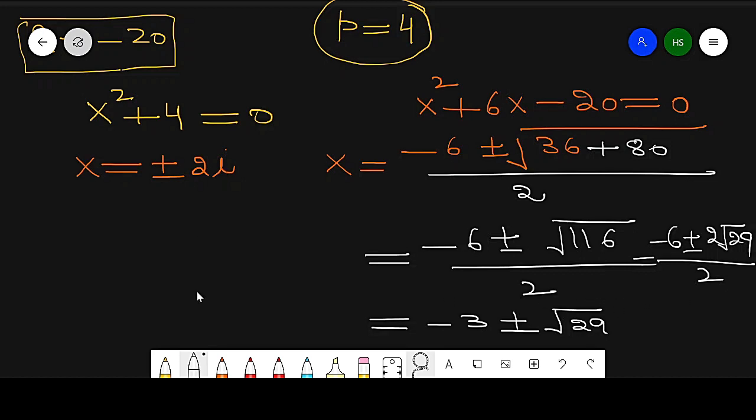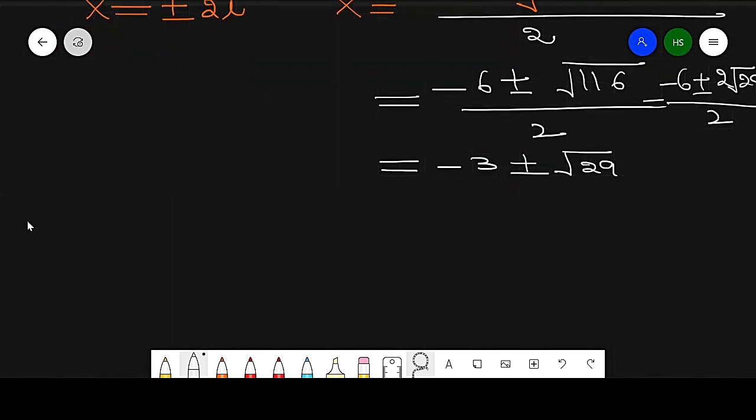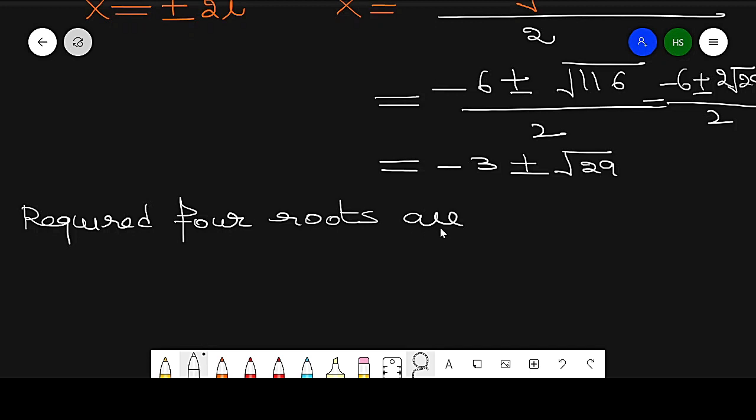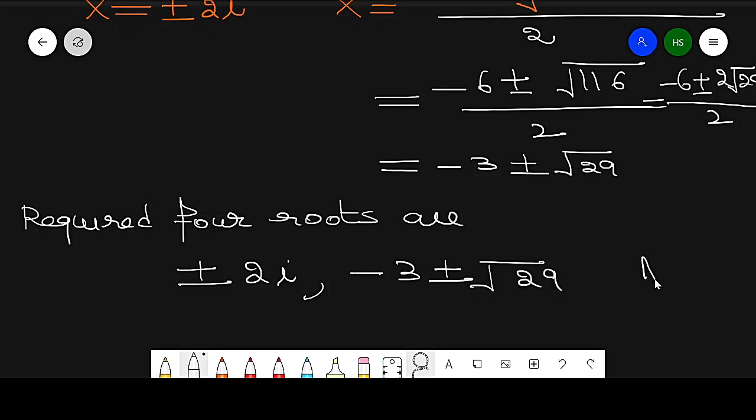Now the required 4 roots are plus minus 2 iota, and minus 3 plus minus the square root of 29. So this is the answer. So in this way we can find the roots of the biquadratic equation.